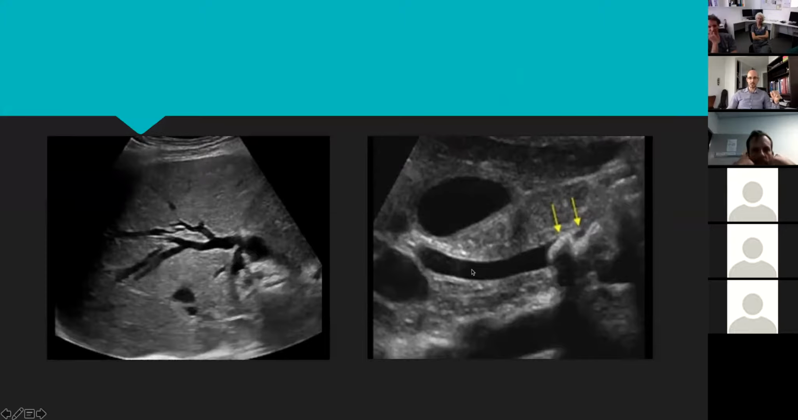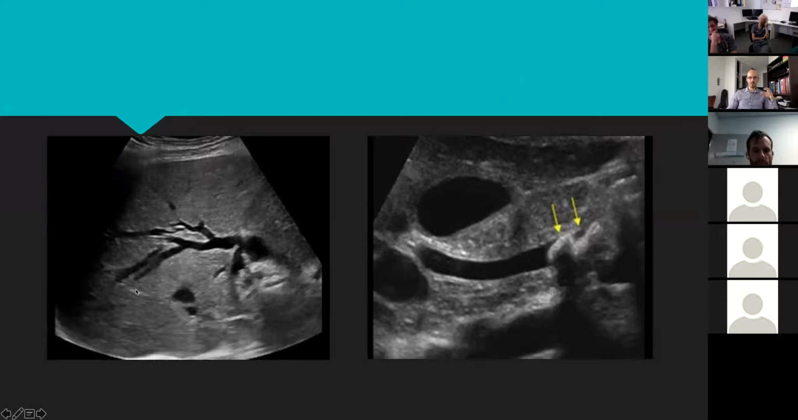Generally speaking, the biliary tree and the portal system branch together. Usually, the biliary tree after the CBD is so small you barely can see it. You can just see the branching of the portal system. But in intrahepatic duct dilation, you can see the double.